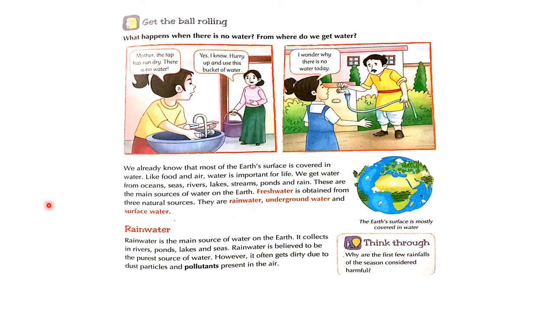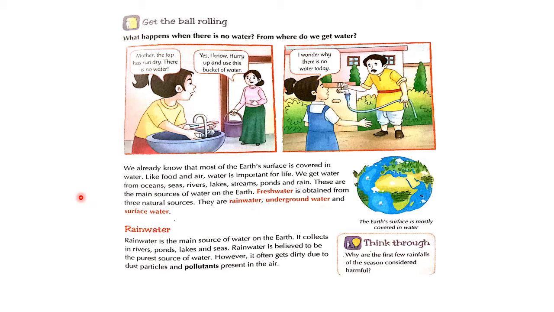Now children, let's read this. We already know that most of the earth's surface is covered in water. Like food and air, water is important for life. We get water from oceans, seas, rivers, lakes, streams, ponds, and rain. These are the main sources of water on the earth. Fresh water is obtained from three natural sources. They are rainwater, underground water, and surface water.